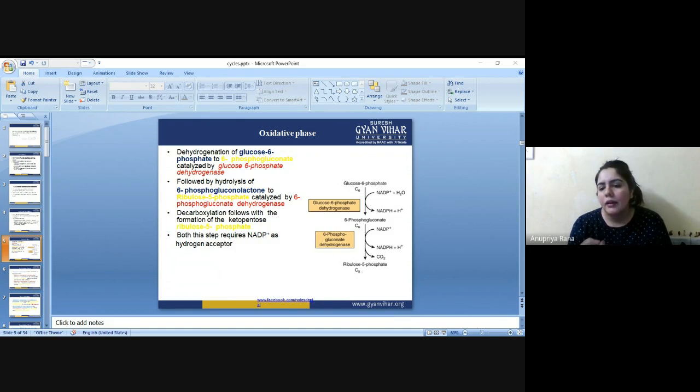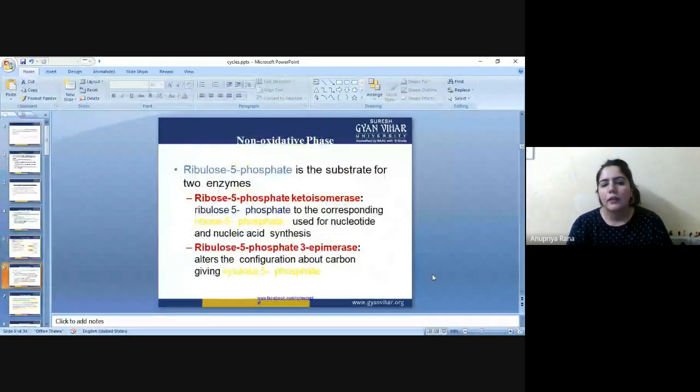We are getting a ribose 5 phosphate, a 5 carbon compound, and we need it for the formation of nucleic acids and several other things. So this is a major motive. You have to remember this, you cannot forget that. That is a very important detail.